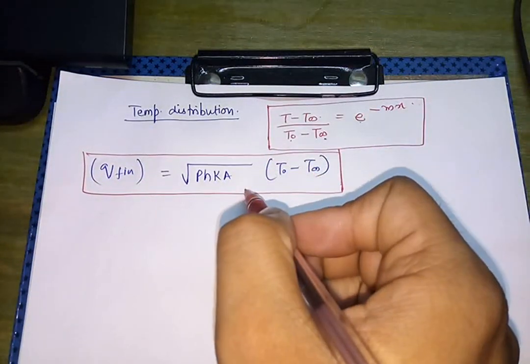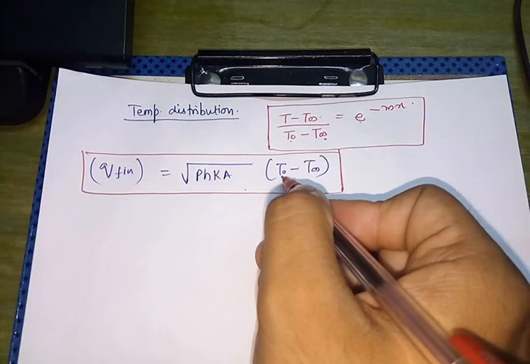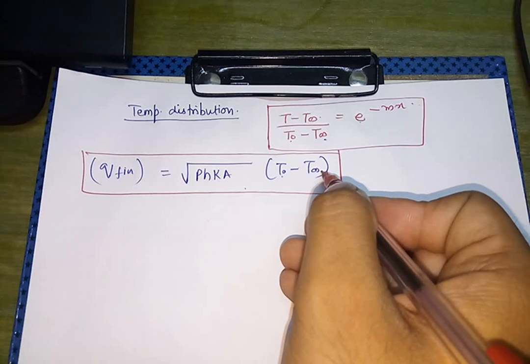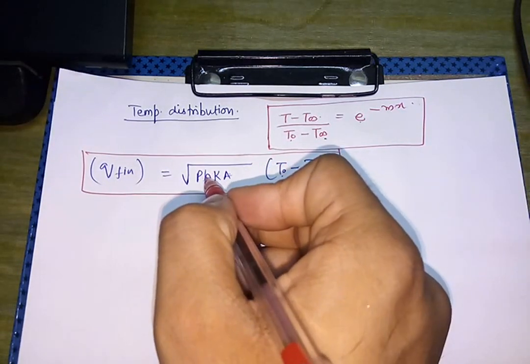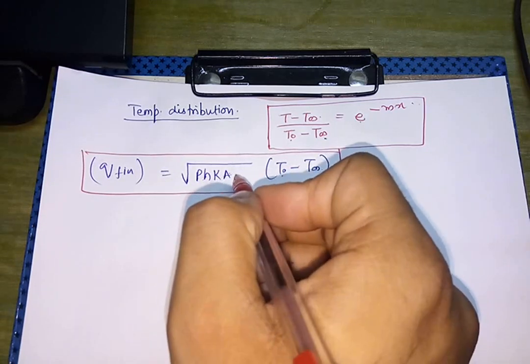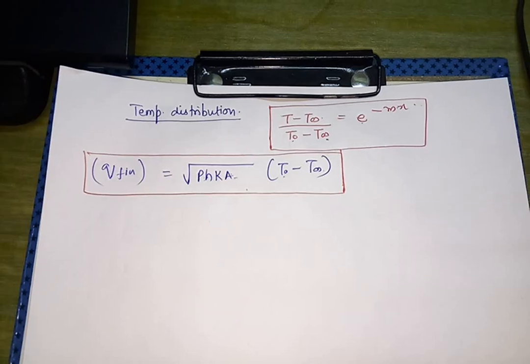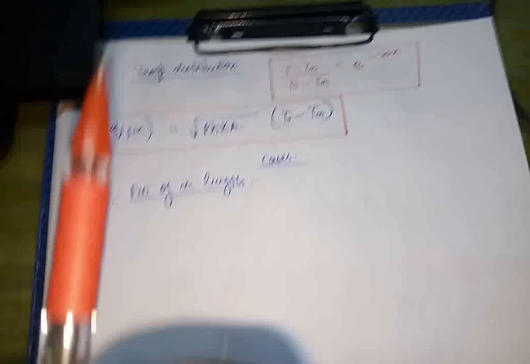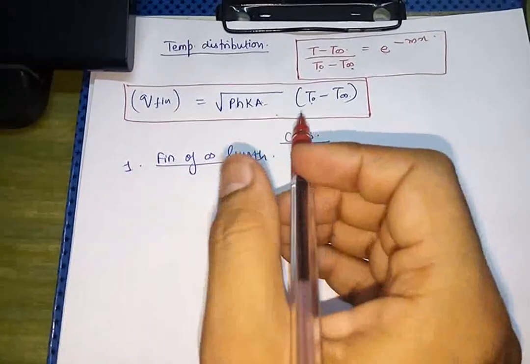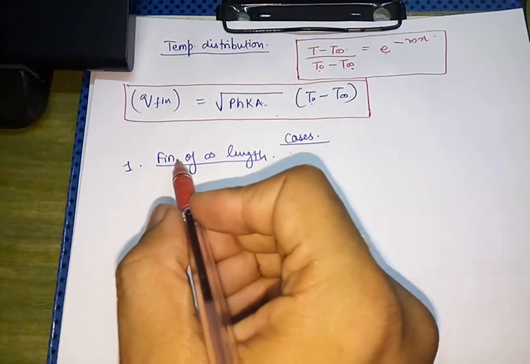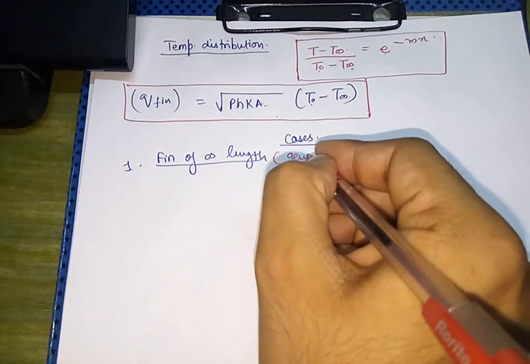And Q fin, that means heat conduction through the fin, would be equal to under root of hPkA times (T naught minus T infinity). This is the heat conduction equation in case of the fin. T naught is the temperature of the base or the root, T infinity is the temperature of the ambient surrounding, and under root hPkA is made of perimeter, convective heat transfer coefficient, thermal conductivity, and profile or base area. Now there are different cases under the study of fins, and the first case is when the fin is of infinite length. This is generally not possible.